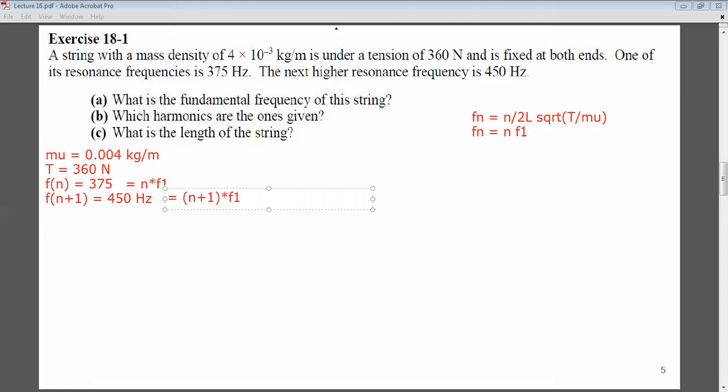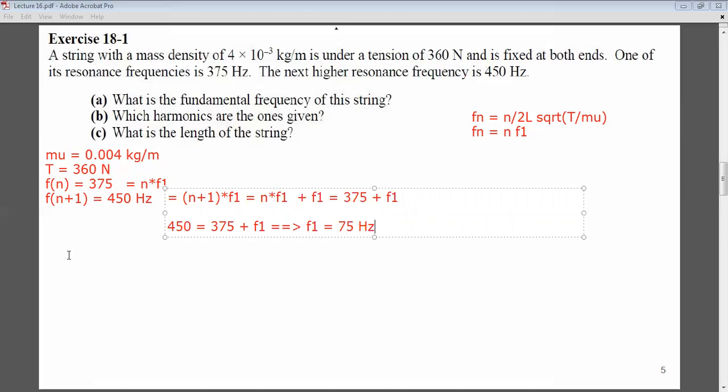Okay, this is given. What is the fundamental frequency? The fundamental frequency is F1. So here I will just remove the brackets. I will get n times F1 plus F1. And n times F1 is 375, plus F1. So now I have 450 is equal to 375 plus F1, which implies F1 is equal to 450 minus 375, 75 Hertz.